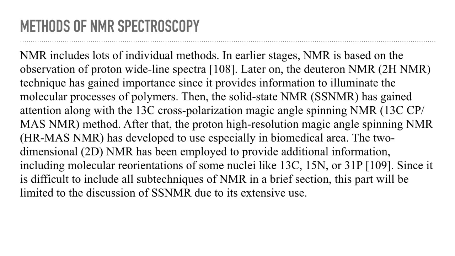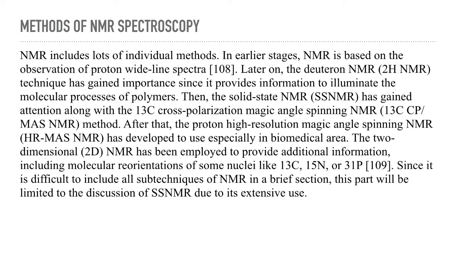There are a lot of individual methods. In earlier stages, NMR spectroscopy relied on the observation of proton wide-line spectra. Later on, the deuteron NMR technique gained importance since it provides information to illuminate the molecular process of polymers. Then solid state NMR gained attention along with the 13C cross polarization magic angle spinning method. After that, proton high resolution magic angle spinning NMR was developed for use especially in the biomedical area.